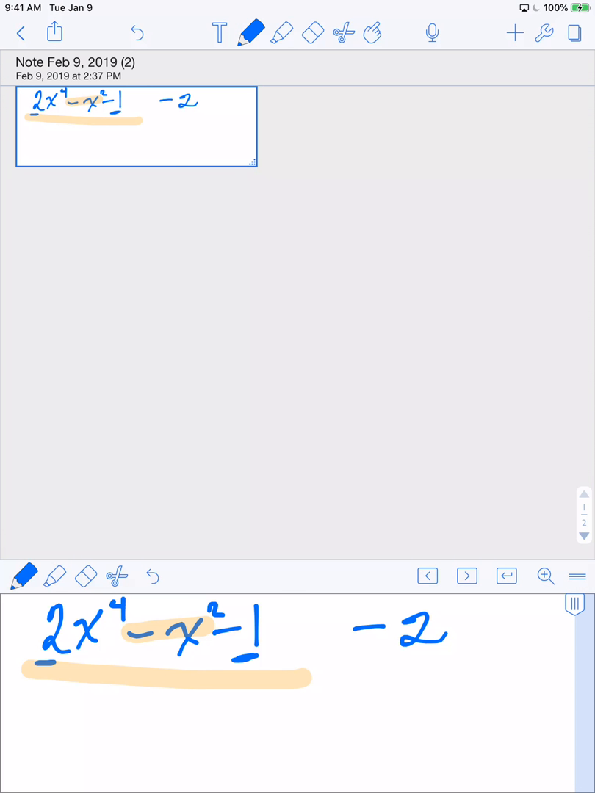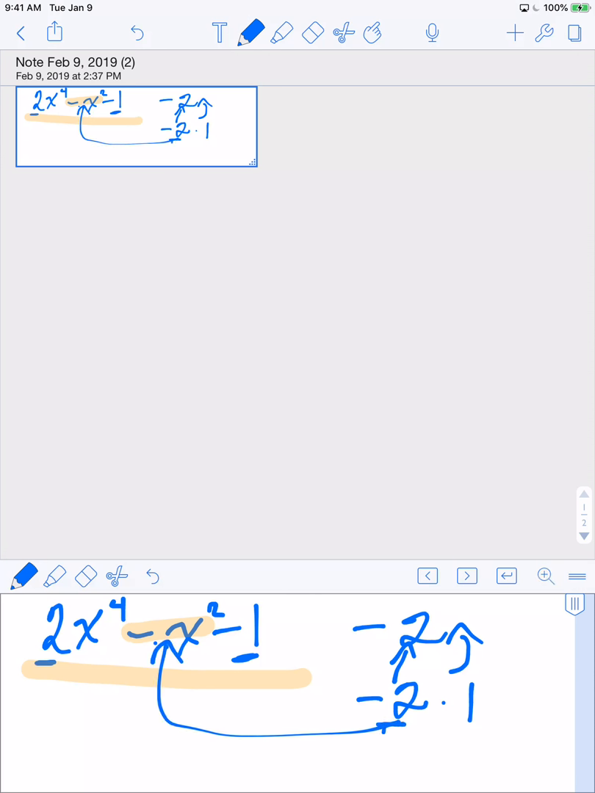So what's the coefficient here? It's -1. So I'm going to split this so that when I add them, I get -1. Well, -2 and +1, when I multiply them, give me -2, and when I add them, give me -1. So these are how I'm going to split that middle term.